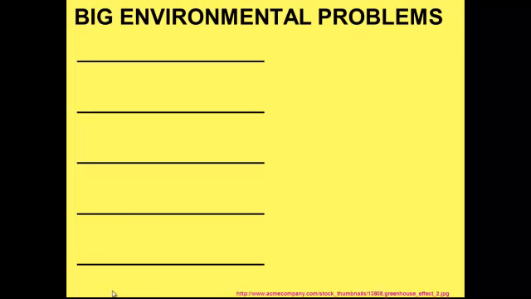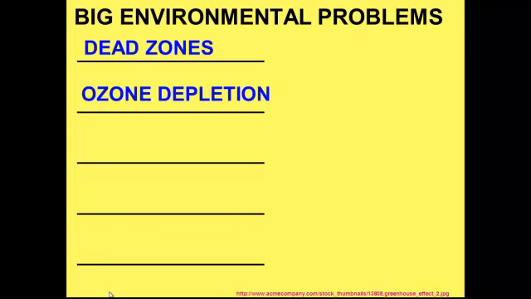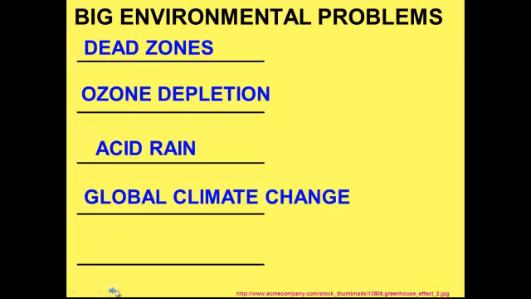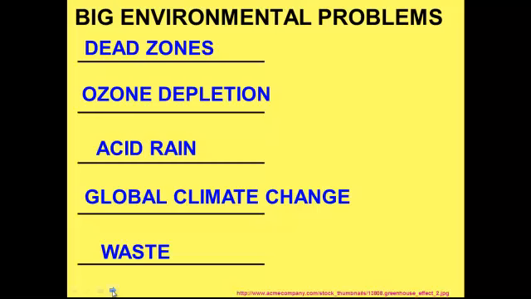So we're going to make a little list. Number 1, dead zones. Number 2, ozone depletion. Number 3, acid rain. Number 4, global climate change. And number 5, waste, as in garbage. So let's zoom in and look a little bit at each of these topics and see what's going on, and then see where we're going from here.